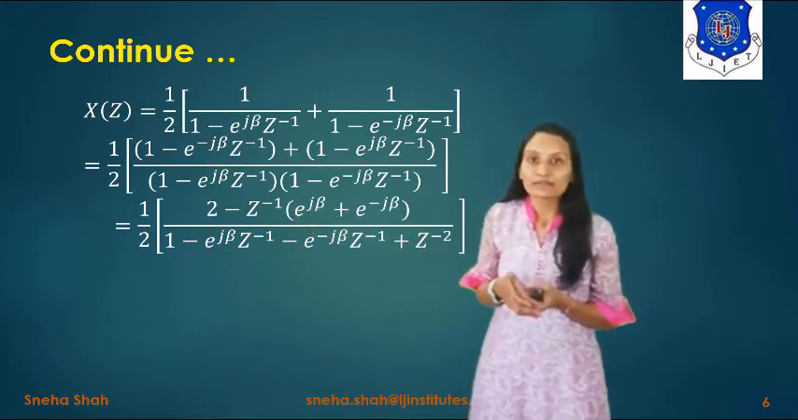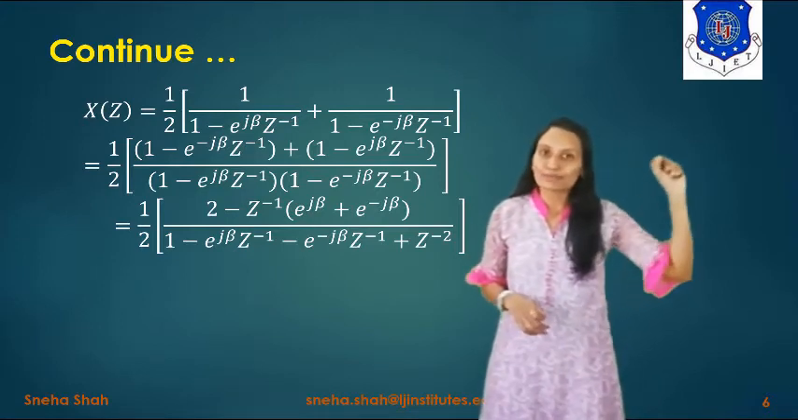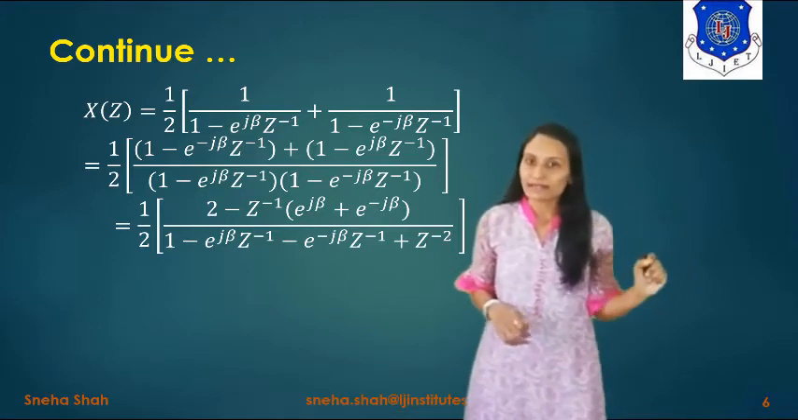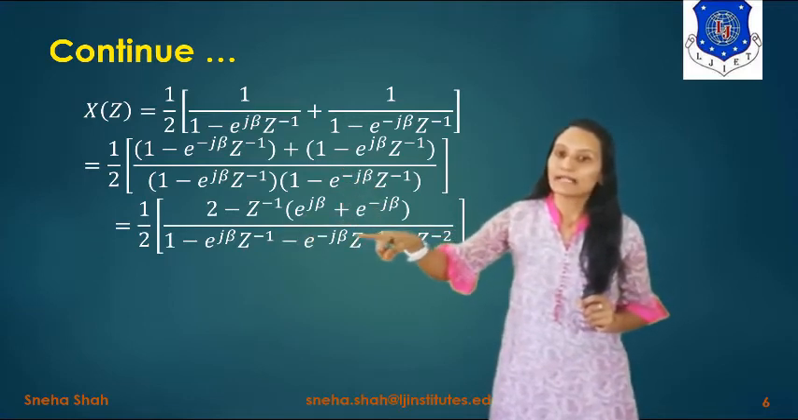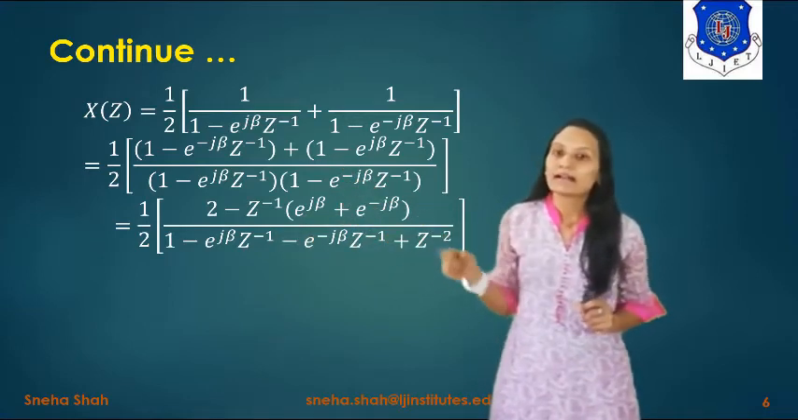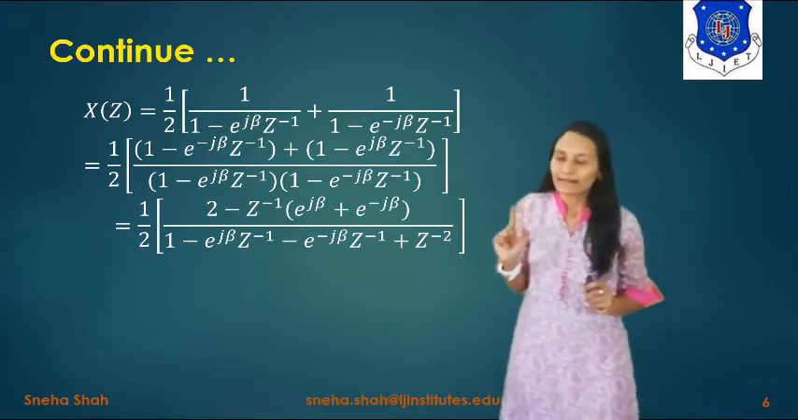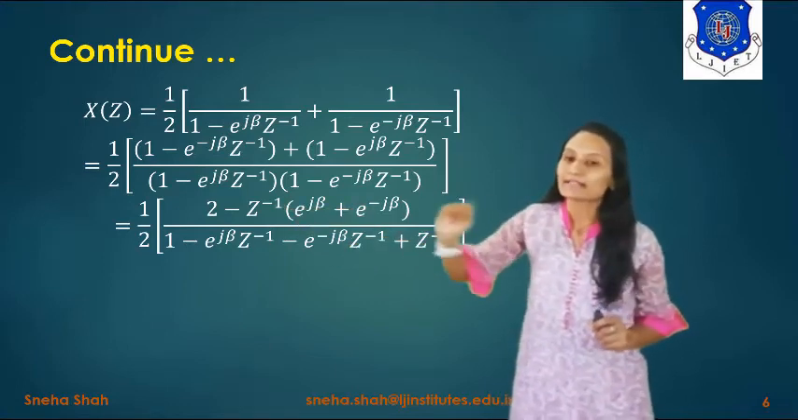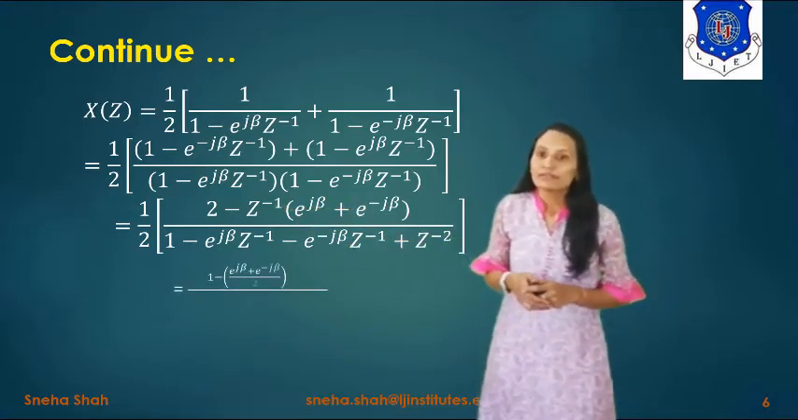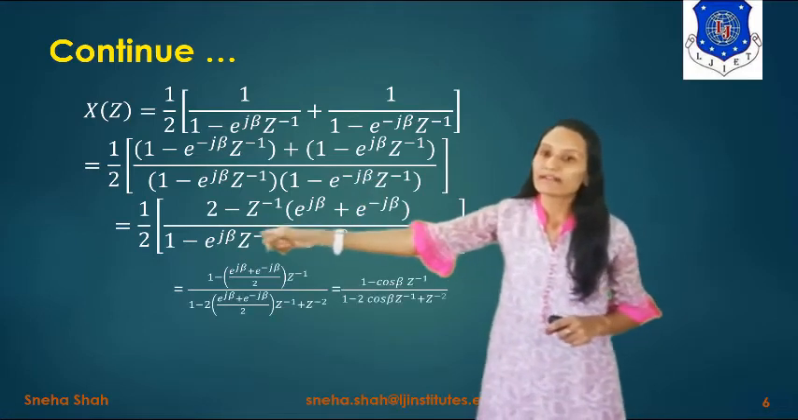So what will be the cos term? Cos theta equals e raised to j theta plus e raised to minus j theta divided by 2, right? So here we will apply that rule: e raised to j beta plus e raised to minus j beta divided by 2 will convert into cos beta. Here the term 2 is missing, so we will multiply and divide this term by 2. So this term will convert into that form.